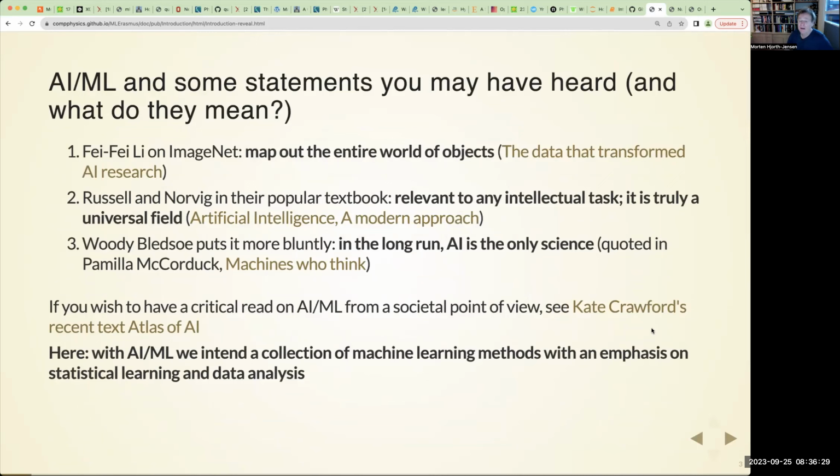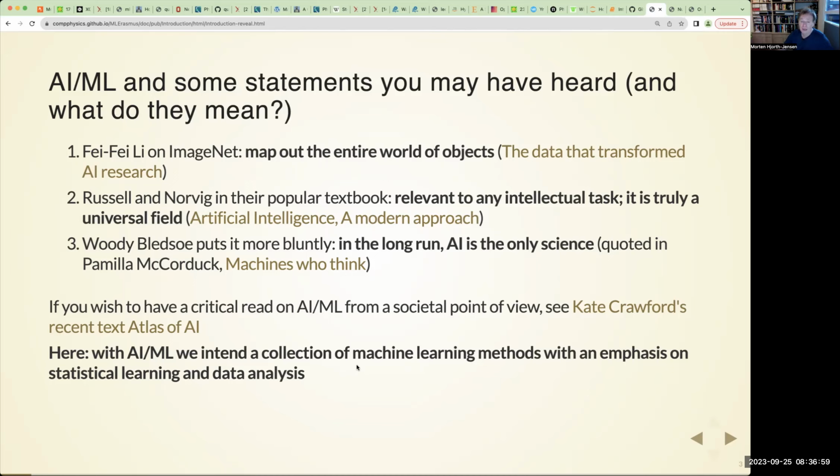I also left these statements here just as a kind of teaser, and you can look up some of these. Some of these statements are pretty bold, like the one you see here: in the long run, AI is the only science. When we think of AI, we're actually thinking of a collection of machine learning methods with an emphasis on statistical learning and data analysis. You have AI, artificial intelligence, without machine learning, but that's not something which we will cover here.